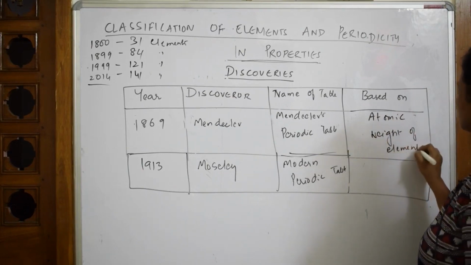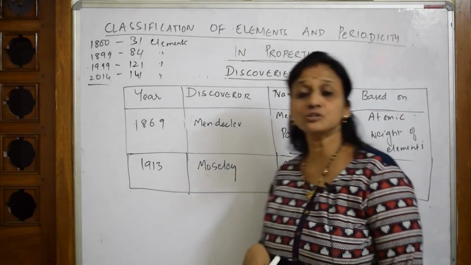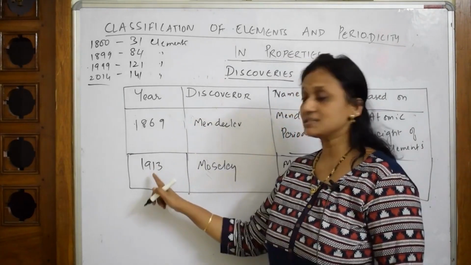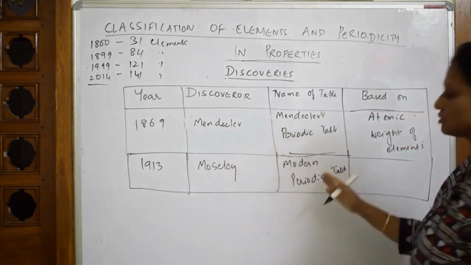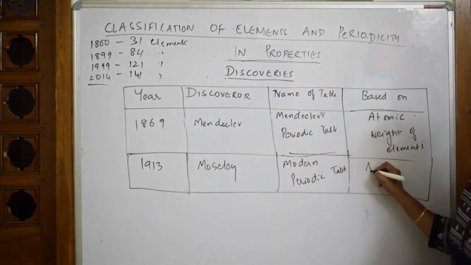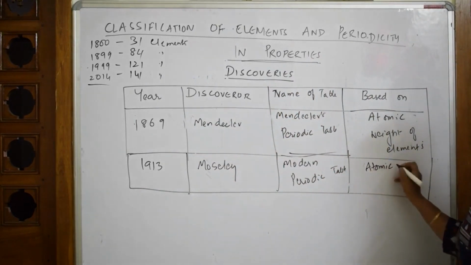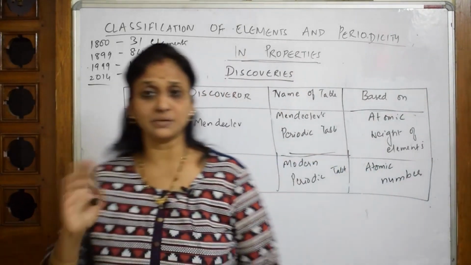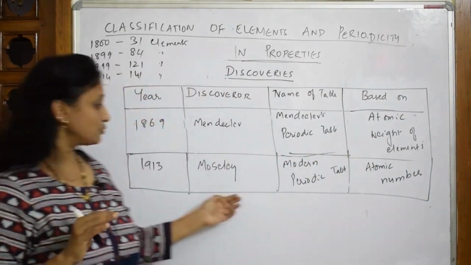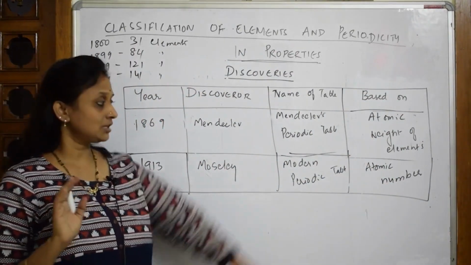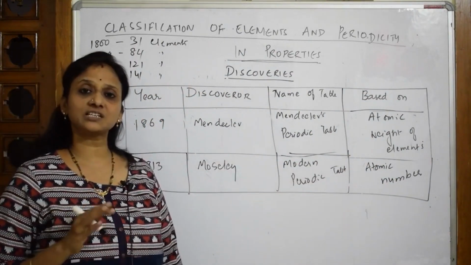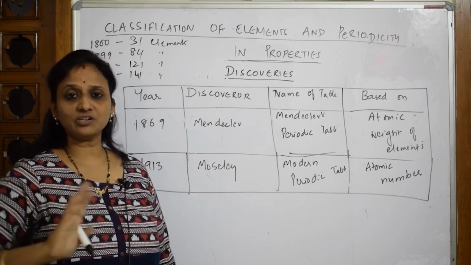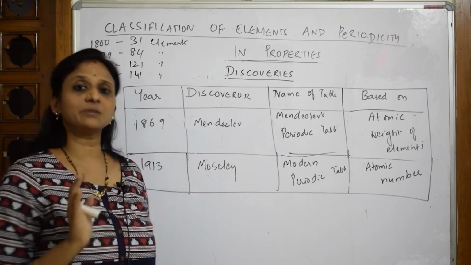But when it came to a valid explanation, it was given by Moseley in 1913, and it's called the modern periodic table. It was based on the concept of periodicity dependent on atomic number. Remember, earlier it was atomic weight. But when it came to a valid explanation, the physical and chemical properties had a periodicity that was dependent on atomic number only.